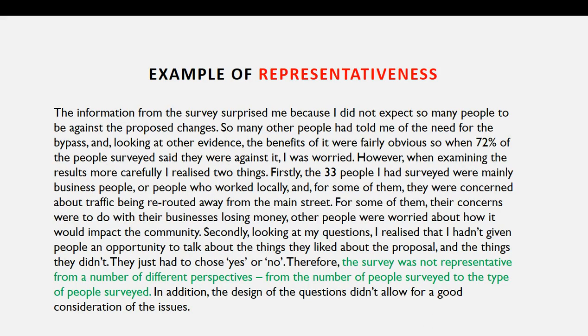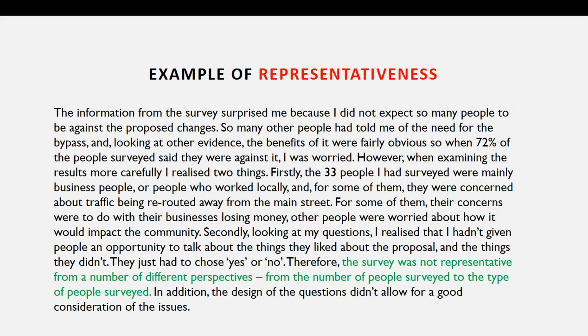So this one is just an example, and again, you can come back to it, and just stop the film and have a little look at it. It's basically about somebody who was surveying people. She surveyed 33 people, and she was really sort of taken aback by the answer because she didn't expect the answer to be what it was.